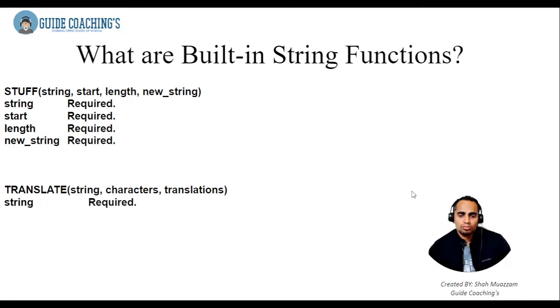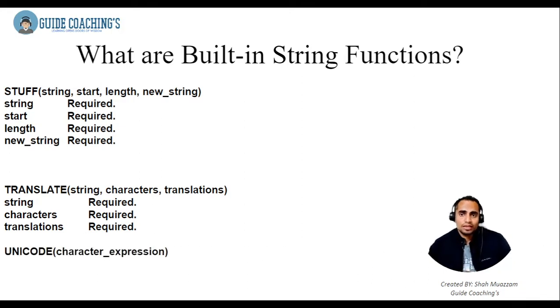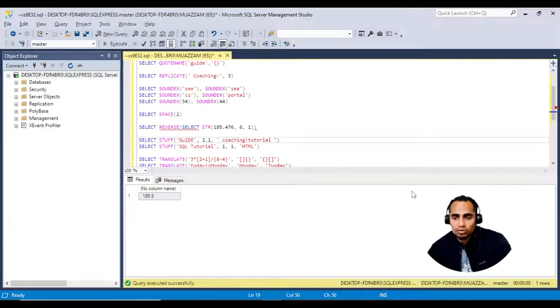So here the string is required, the characters are required, and the translation is also required. Now moving on to our last function for today, which is Unicode. We have seen it earlier under some other name, but here Unicode does the conversion of alphabets to ASCII value. We'll go and check it quickly.